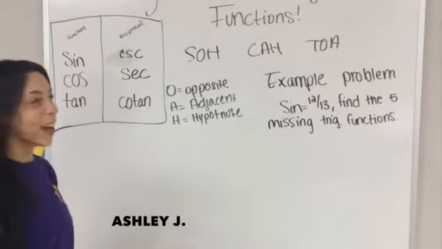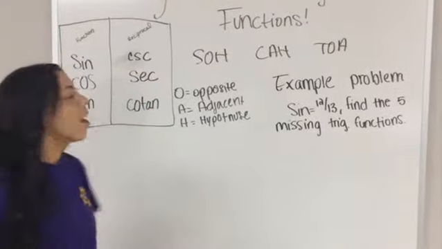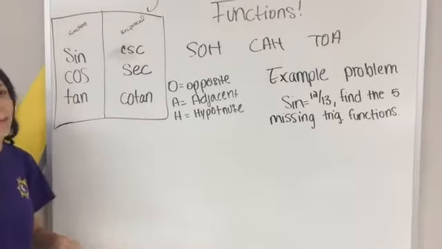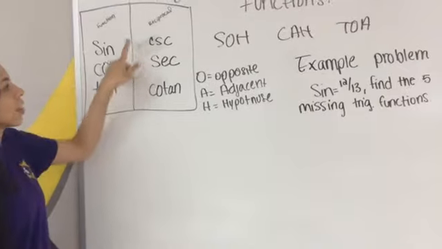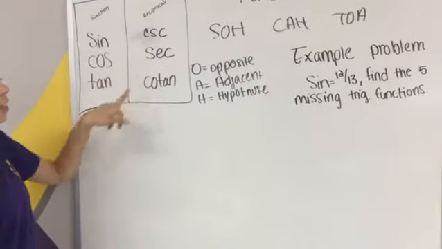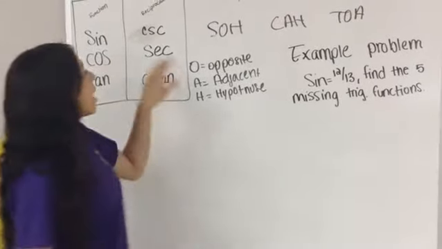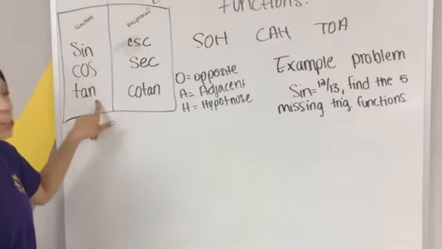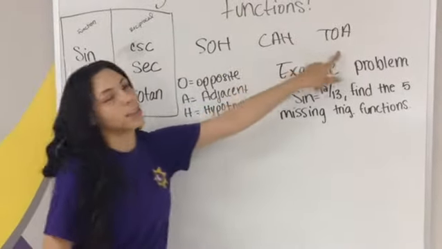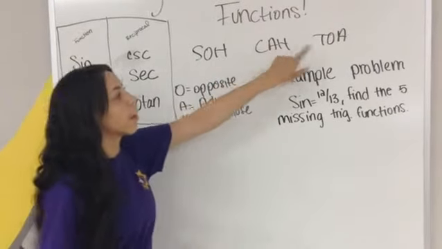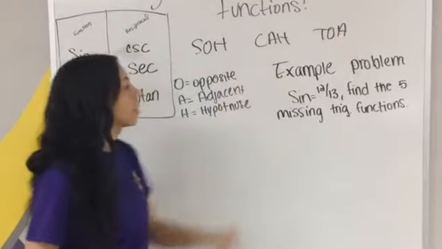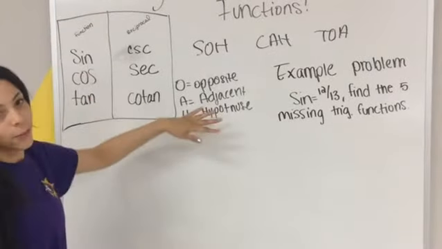Video on how to find the 5 missing trig functions. Okay, so first of all, let's figure out what the 5 trig functions are. It's sine, cosine, tangent, and then cosecant, secant, and cotangent. Basically, sine, cosine, and tangent are SOHCAHTOA, which is opposite over hypotenuse, adjacent over hypotenuse, and opposite over adjacent. So I wrote it down for you guys too.